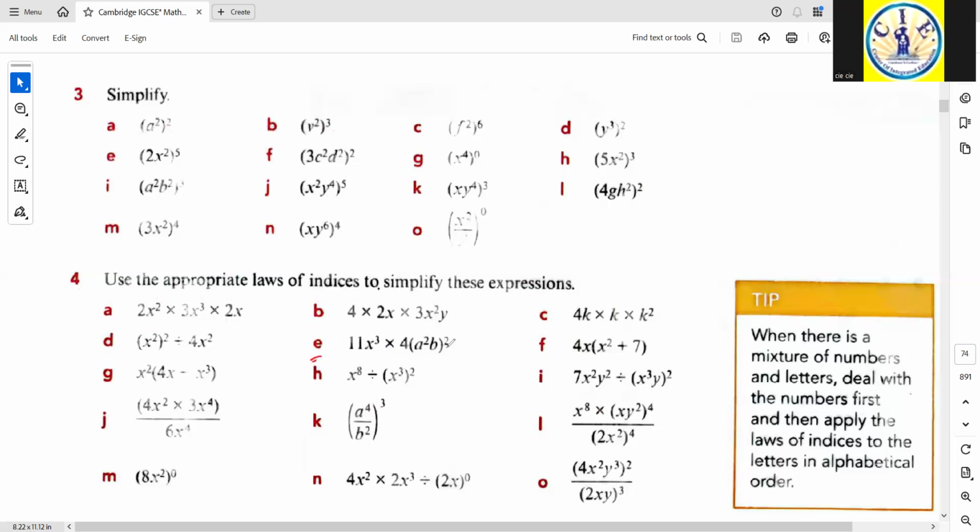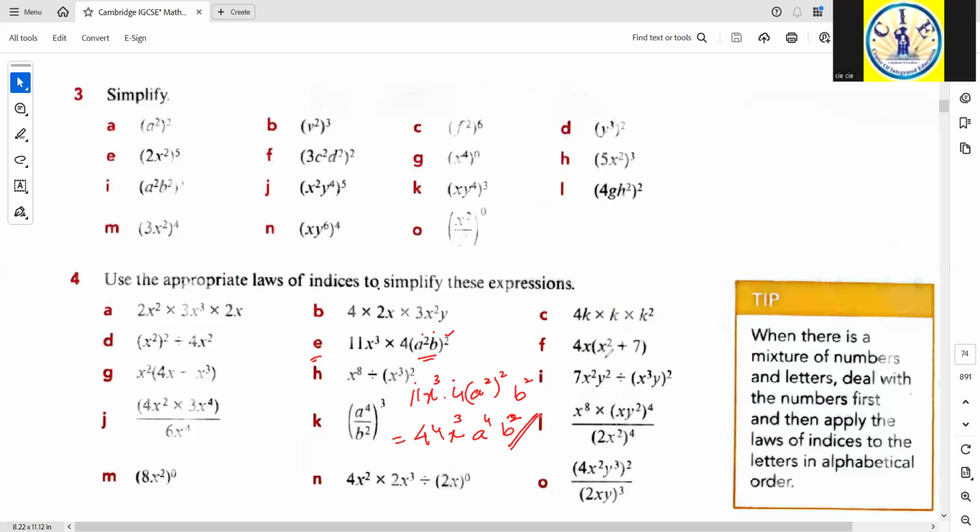Okay, then let me solve the next parts. Part E, for example, 11x cubed times 4, and then this power 2 will be shifted to both of them. A square raised to power 2, b raised to power 2. So now the coefficients are being multiplied. 11 times 4, that is 44. Then x cubed, and then a raised to power 4 and b square. Since now these bases are all different, we cannot further simplify them. So this is going to be the final answer.